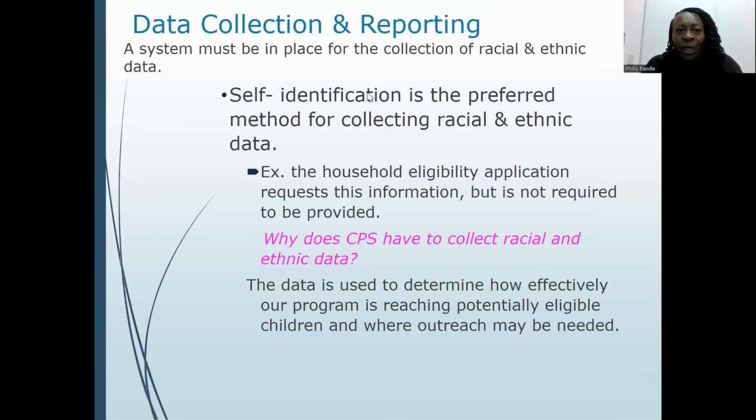Data collection and reporting. A system must be in place for the collection of racial and ethnic data. Self-identification is the preferred method for collecting racial and ethnic data. For example, the household eligibility application requests this information, but it is not required to be provided. Why do we have to collect racial and ethnic data? The data is used to determine how effectively our program is reaching potentially eligible children and where outreach may be needed.